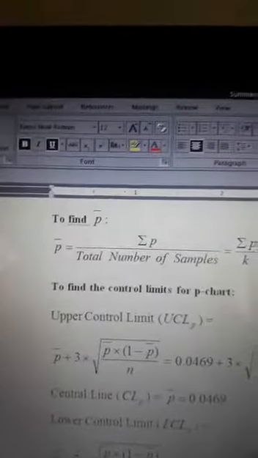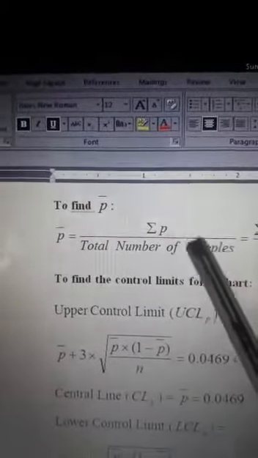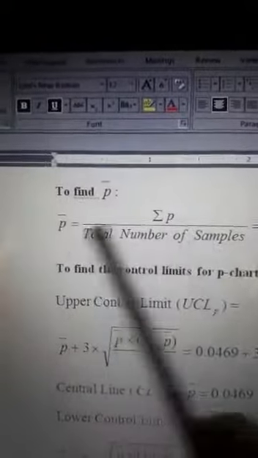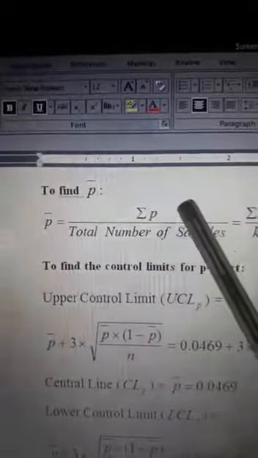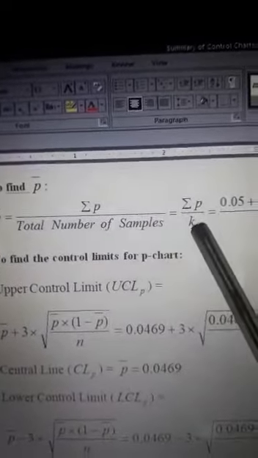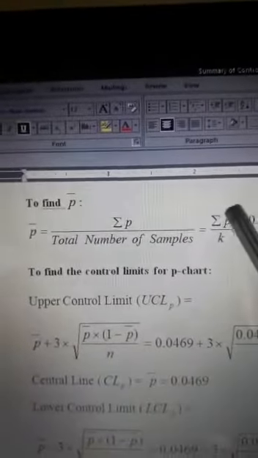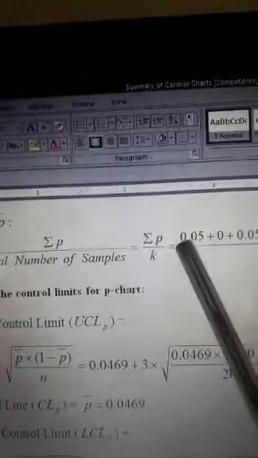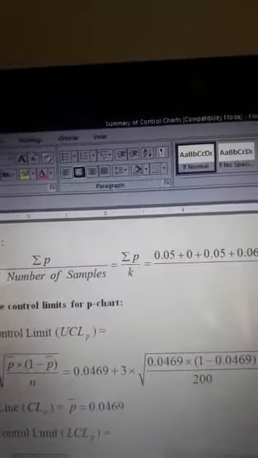See, the mathematical expression to be used for finding out the value of p bar is this one. P bar is summation of p divided by total number of samples. Total number of samples is nothing but k. So p bar is nothing but summation of p divided by k. Now, summation of p means summation of all the p values which we have obtained so far.